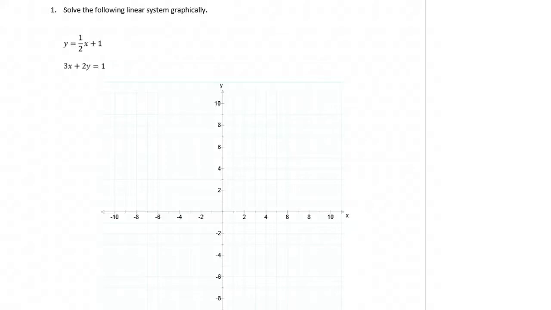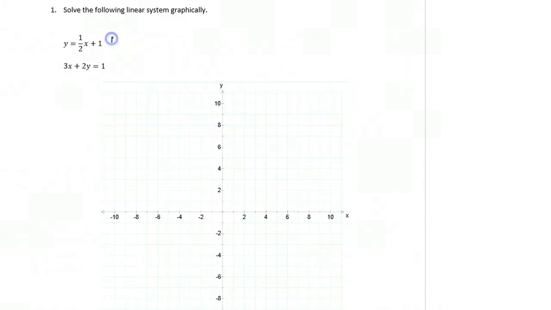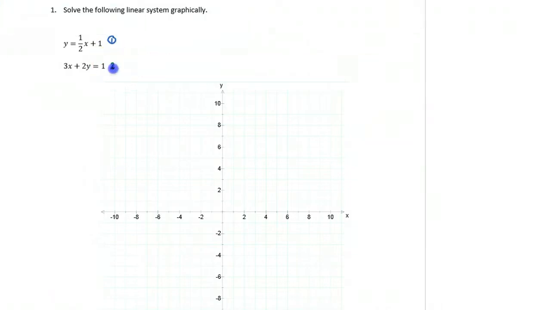Hello. In this video we're going to work through this problem here, and that is we're going to solve the following linear system graphically. So the first thing I'm going to do with this problem is number my equations. So we'll call this equation 1, and then we'll also color code them. We'll call this equation 2. Whenever we're working through these problems, a little color coding goes a long way.